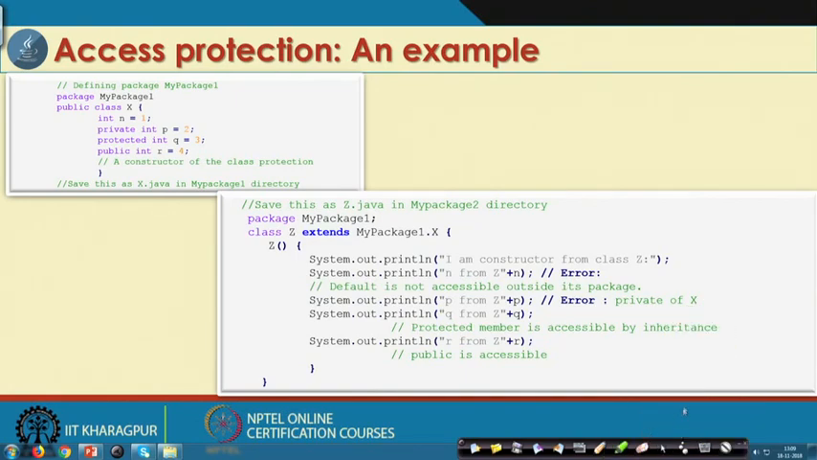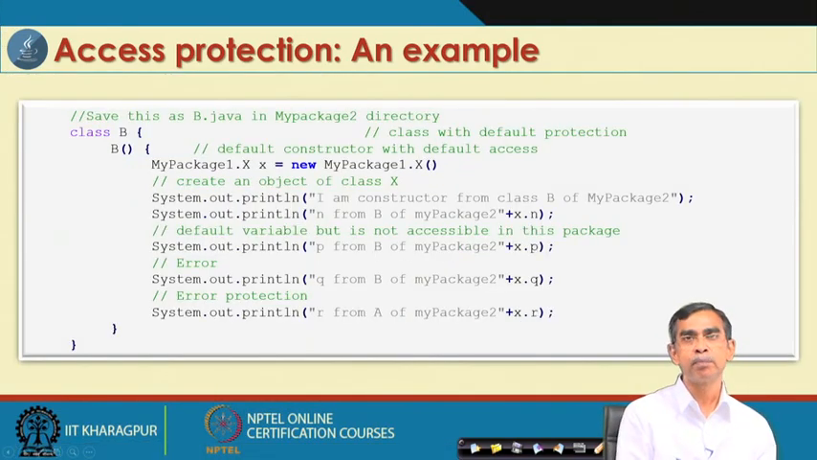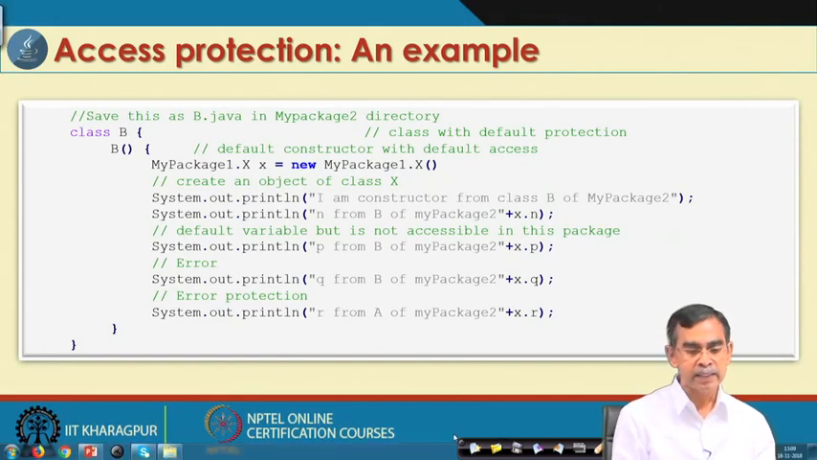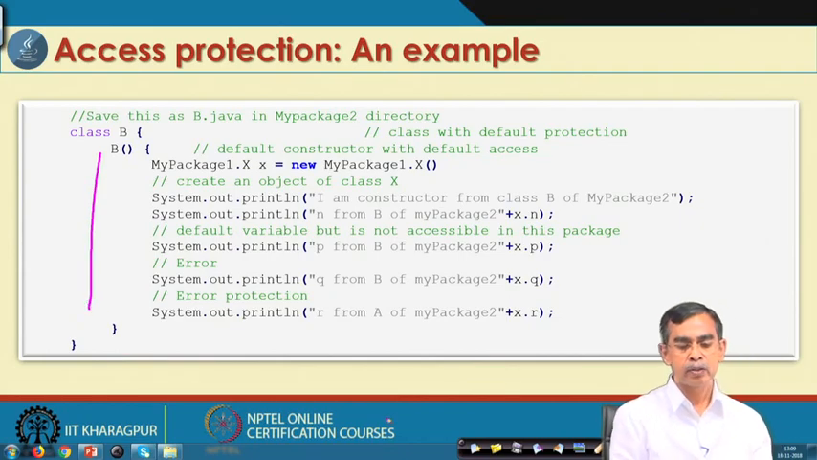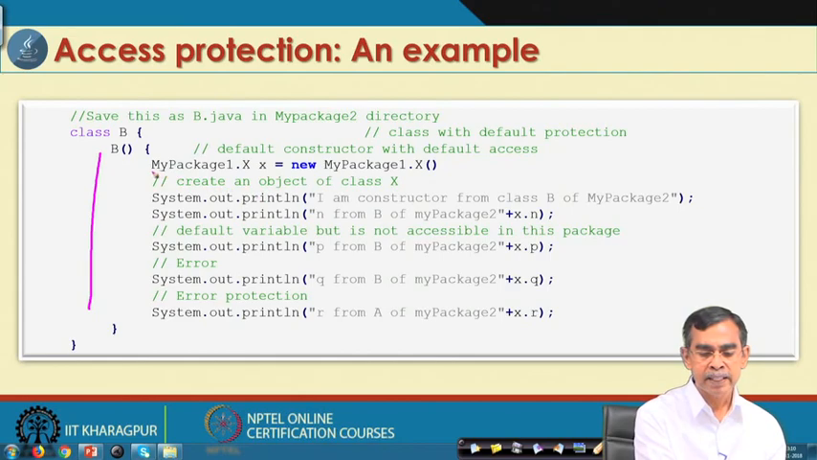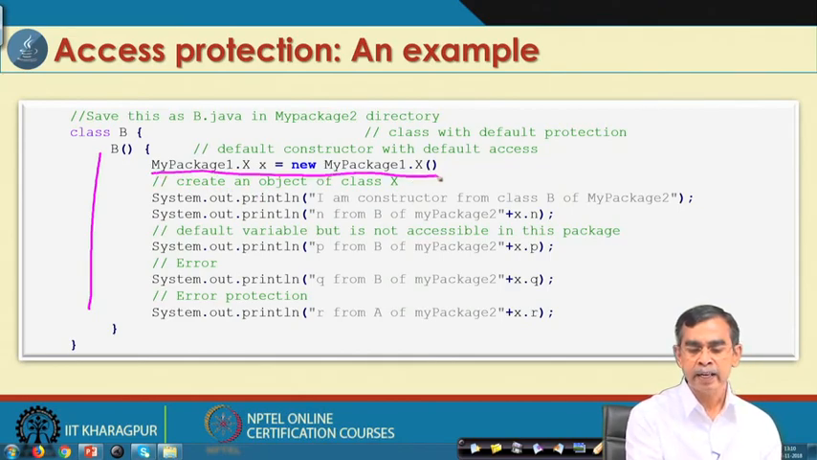Now, let us come to the discussion of another class, which is B. It is not a subclass of this one. So, class B. Now, here B again does not have any members. So, it is the B method here only. Now, here in my package P1 I am explicitly specifying that I want to create an object.